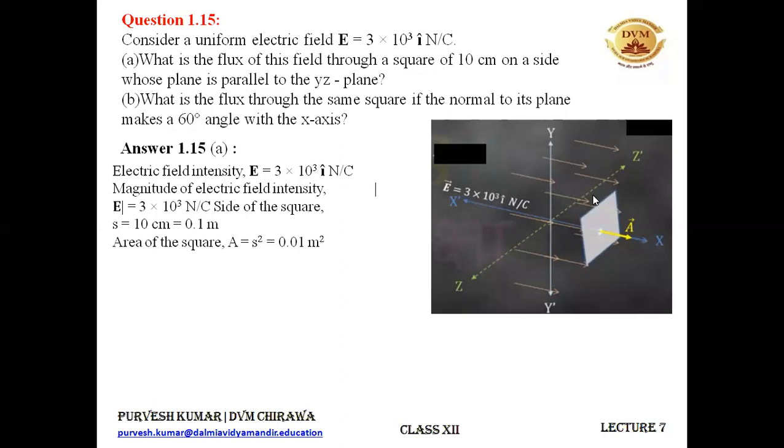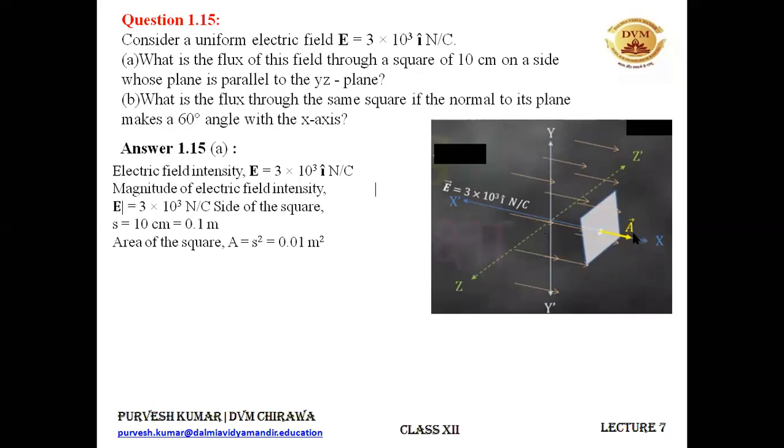So this is our plane. This side is parallel to the z-axis, going inside, and this side is parallel to the y-axis. We need to find the area vector. The small area vector is always perpendicular to the plane, so it will be coming out from this plane along the x-axis.